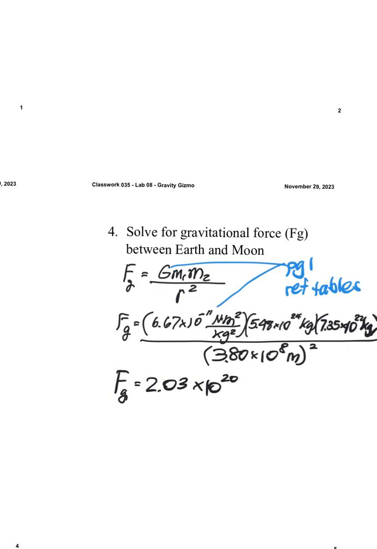So for solving for gravitational force, it's G m1 m2 over r squared. Big G is on page 1 of the reference tables. So I put in big G, I put in the 2 masses, I put in the r that we figured out. Don't forget to square the bottom, and we get 2.03 times 10 to the 20, and this is a force due to gravity, so that would be newtons. All right, done.